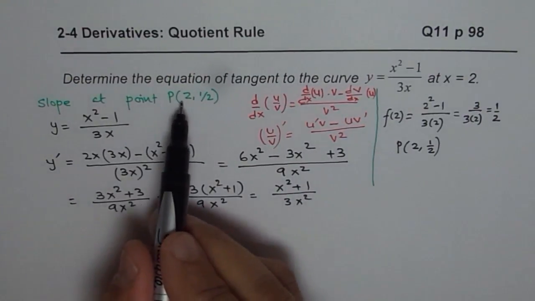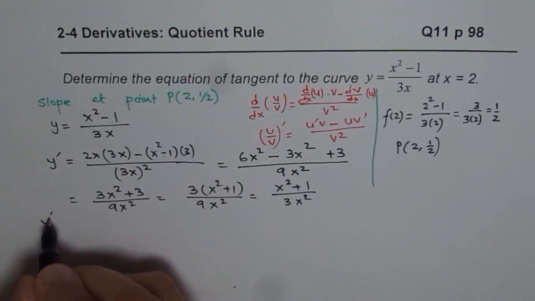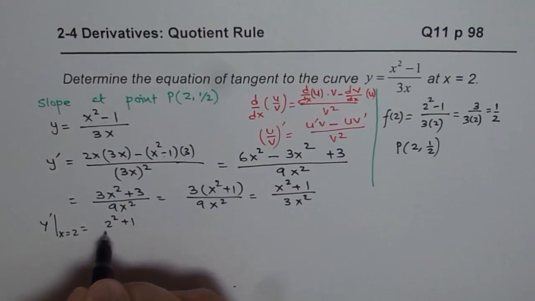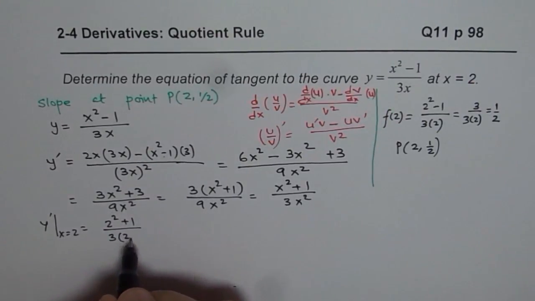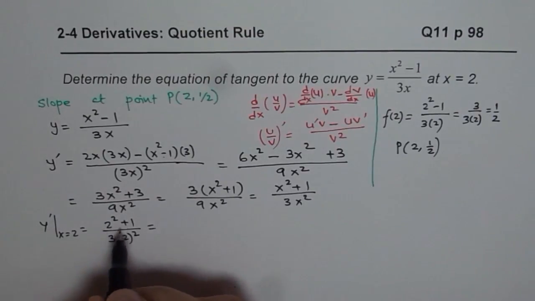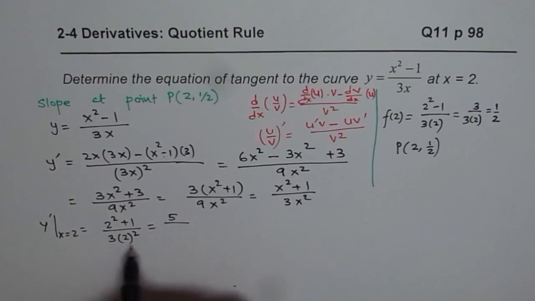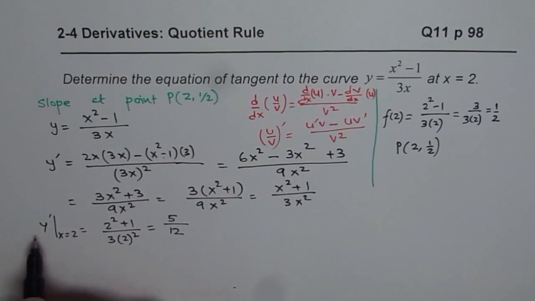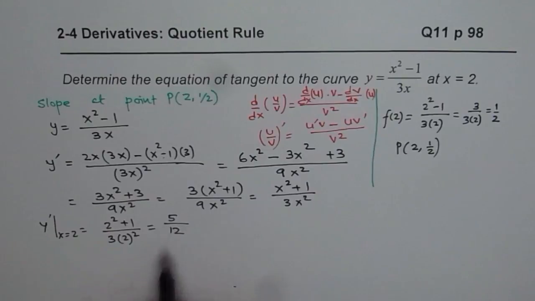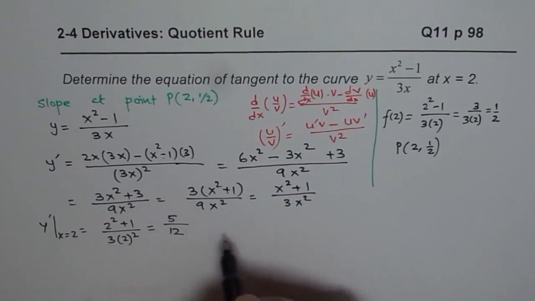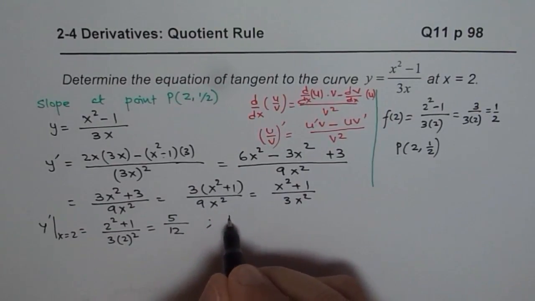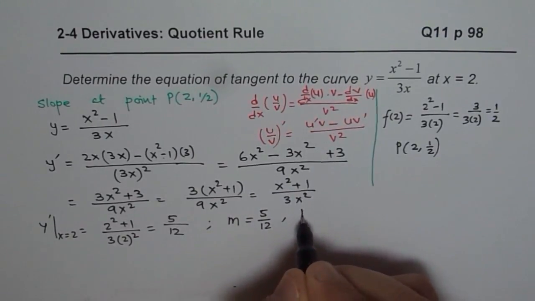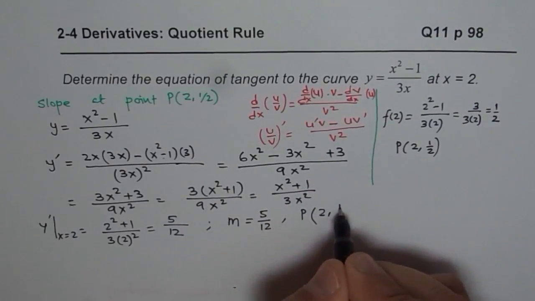You need to find slope at x equals 2. So we can find y dash at x equals 2. Substitute 2 here, so we get 2 square plus 1 divided by 3 times 2 square. Which is 4 plus 1, 5, over 2 times 2 is 4, 4 times 3 is 12. So we get slope at the point x equals 2 as 5 over 12. So the slope m for the tangent line is 5 over 12, and the point for us is (2, 1/2).